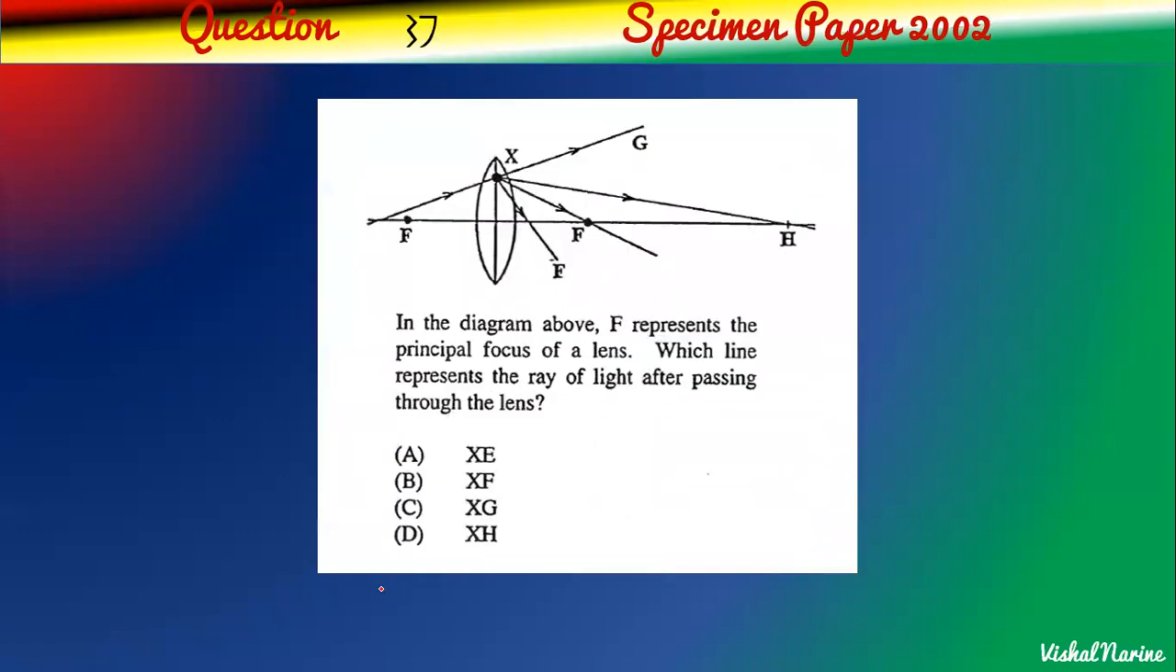Question 37. We have a ray of light here moving. The question is asking, as it reaches the lens, in what direction is this ray going to go? Is it going to go XG, XH, XF, or X? Oh, sorry, this is F and this is supposed to be E. Yes, I see a few persons are correct there. It is going to be XH.